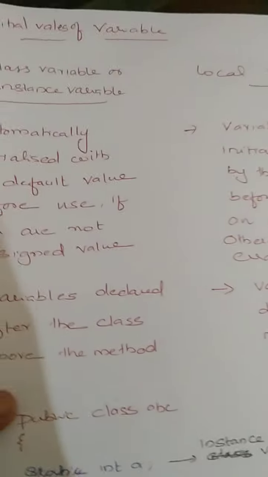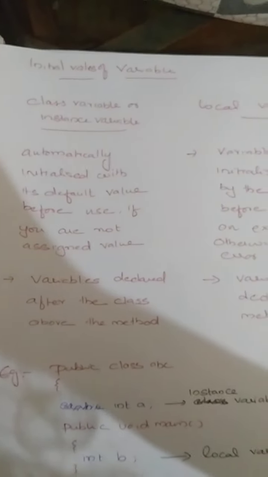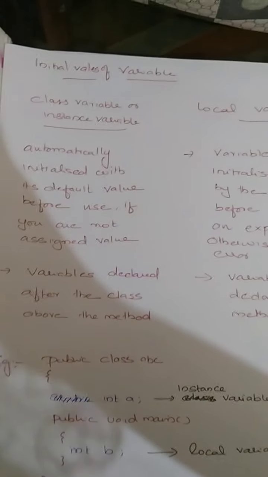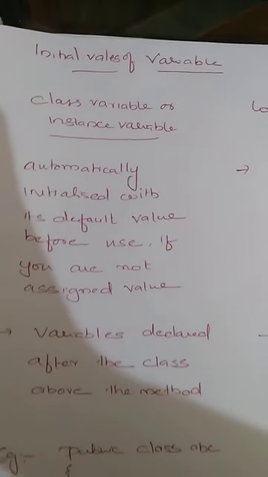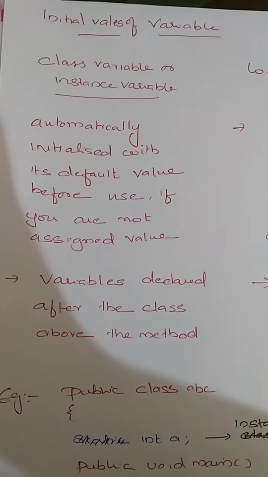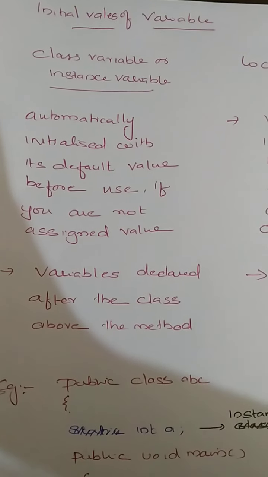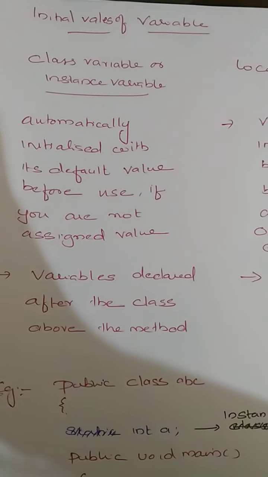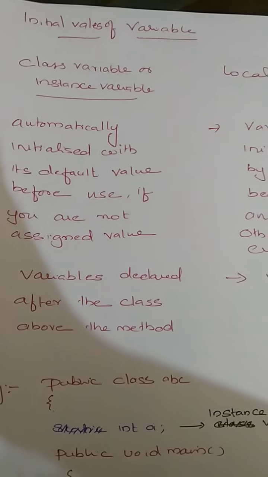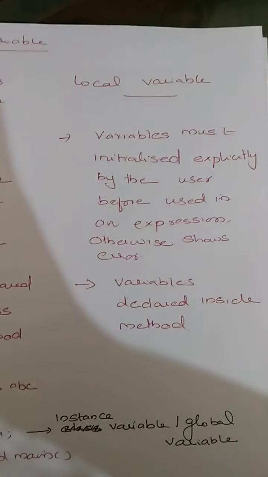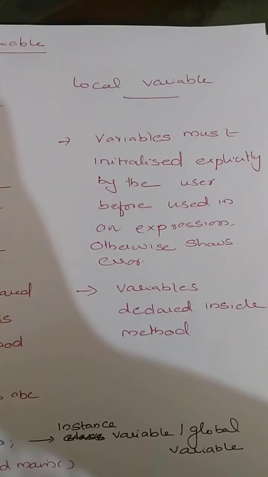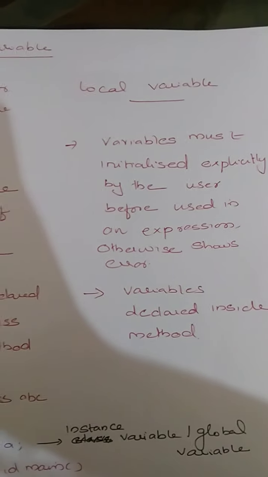Here variables are divided into instance variable, class variable, or a local variable. What does class variable or instance variable mean? The variables which are declared after the class and above the method are known as class variable or instance variable, whereas local variables are variables declared inside the method.